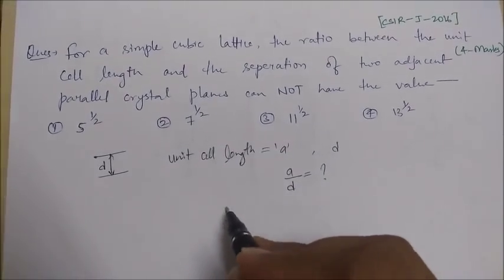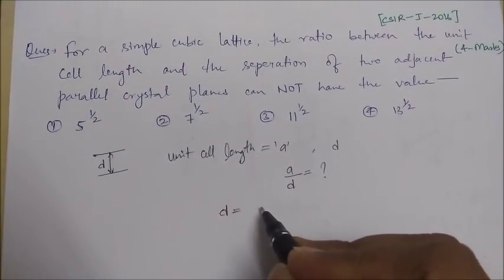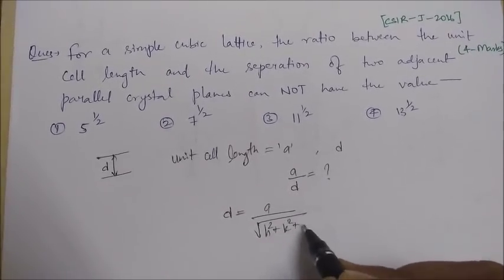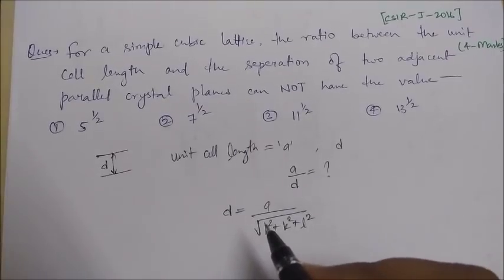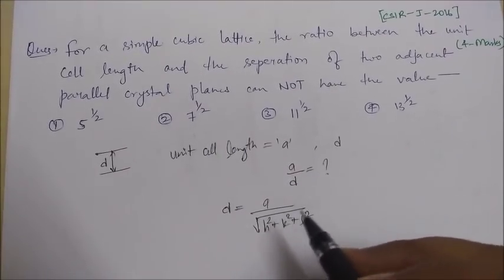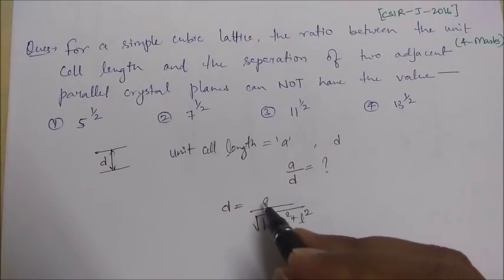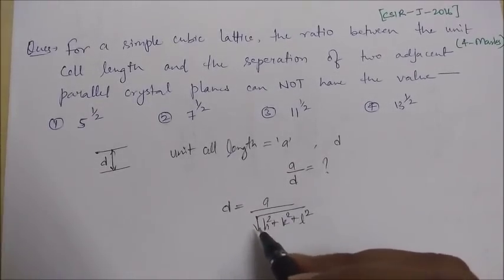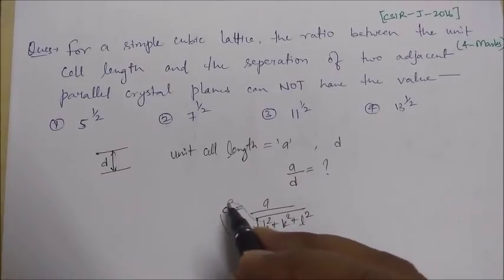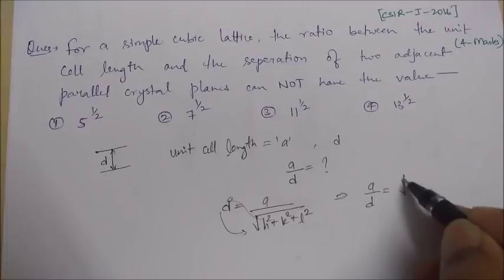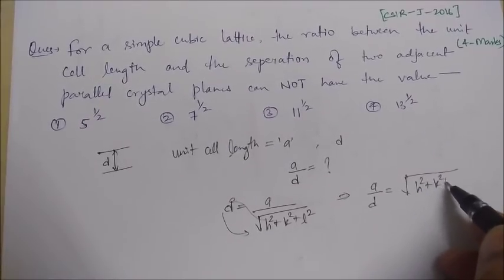So we can use this formula. See how simple this question was. d is equal to a upon the square root of h square plus k square plus l square. This was the second formula which we understood in the starting of the video. Now we just have to find the value of a upon d. So bring d here and take this to that side, and you will get a upon d is equal to the square root of h square plus k square plus l square.